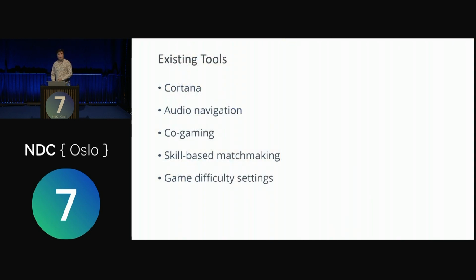There's also other tools out there. In Xbox, you can use Cortana for voice commands. You can't use it in-game, because that would be cheating, kind of. There's audio navigation. There's co-gaming, which is cool. So you can have 2 controllers control the same player on Xbox, which is nice. Like, if you're using an Xbox Adaptive Controller, you can have a person next to you also supplementing your inputs. In multiplayer games, there's skill-based matchmaking, but those who play know that it doesn't really work super well. And some games have game difficulty settings. Dark Souls isn't one of those.